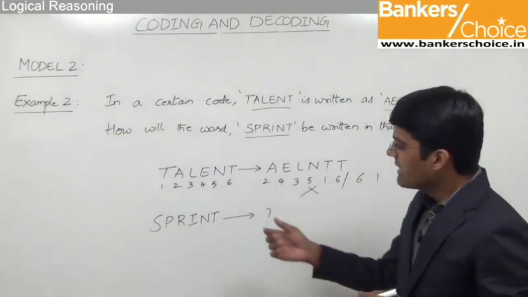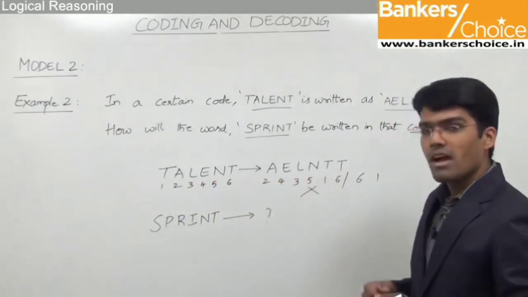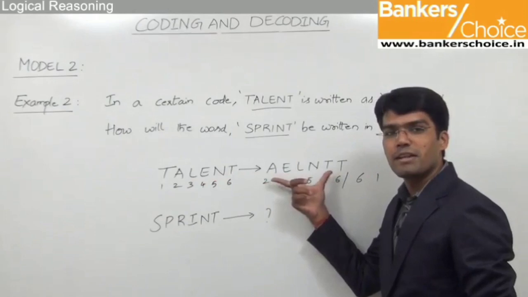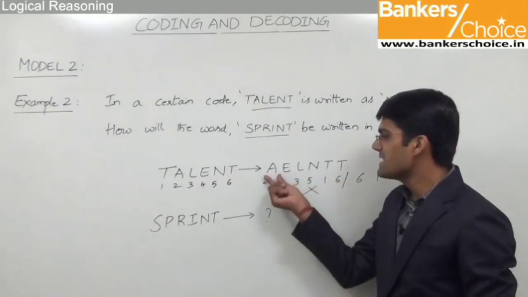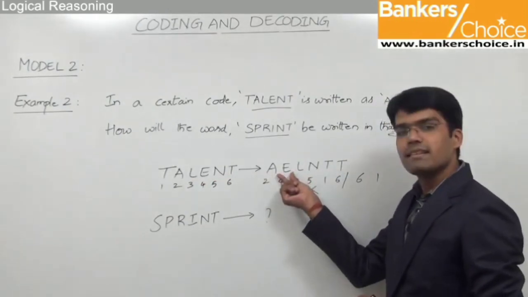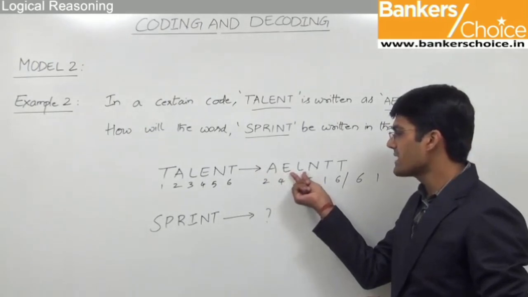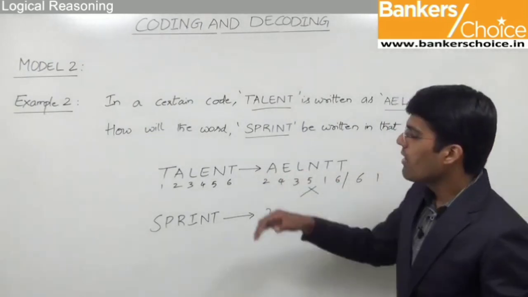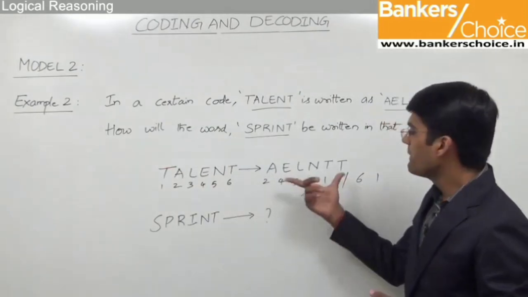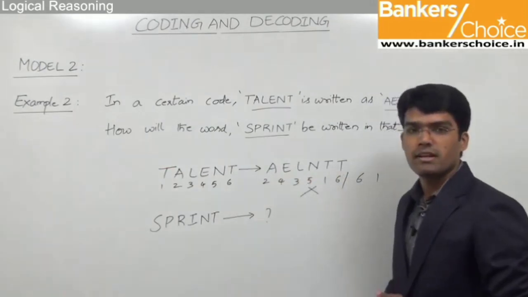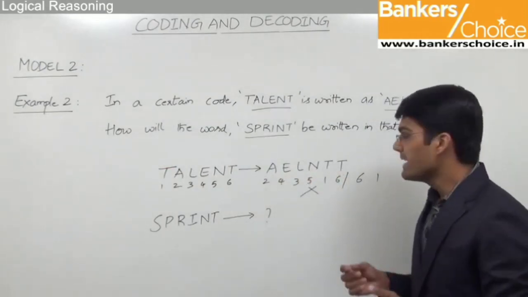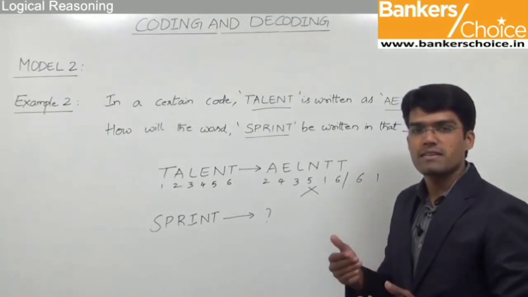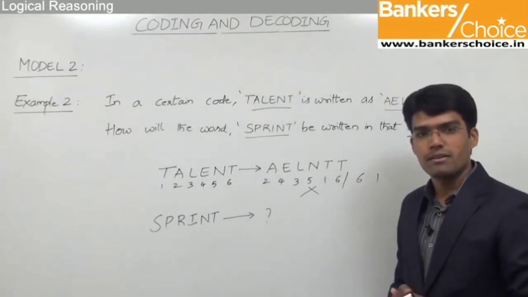The idea here is letters are all same, but if you observe, they have been simply arranged in the alphabetical order. That is, A is the first letter, E is the next letter in alphabetical order, L is the next one, N, and then followed by T and T. So simply all the letters in the given word have been arranged in alphabetical order to get the coded form. In that case, whether this is first T or sixth T doesn't matter. Why? Because we are simply arranging them in the alphabetical order.